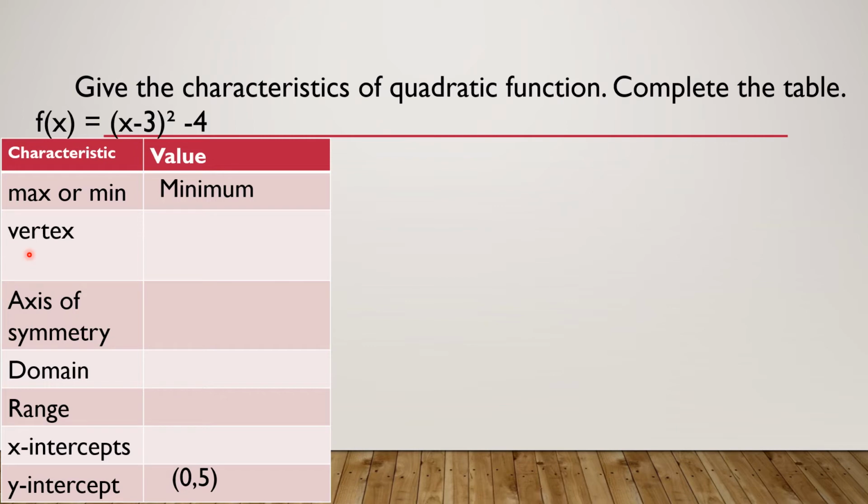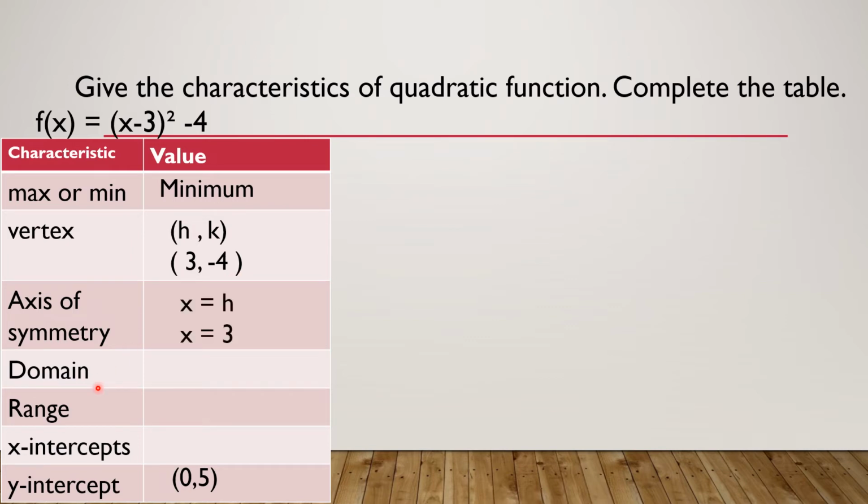Now, what is the vertex now? Simply, this is the h and k. So that is 3, negative 4. This is minus in the vertex form, which means that h is positive. If this is plus, it means that h is negative. And this is the value of k, negative 4.